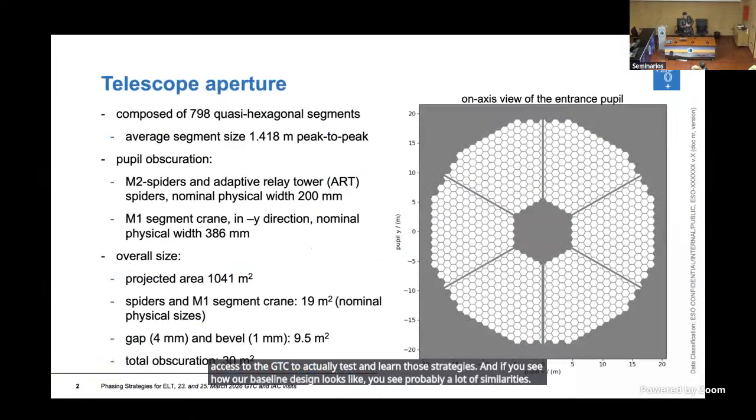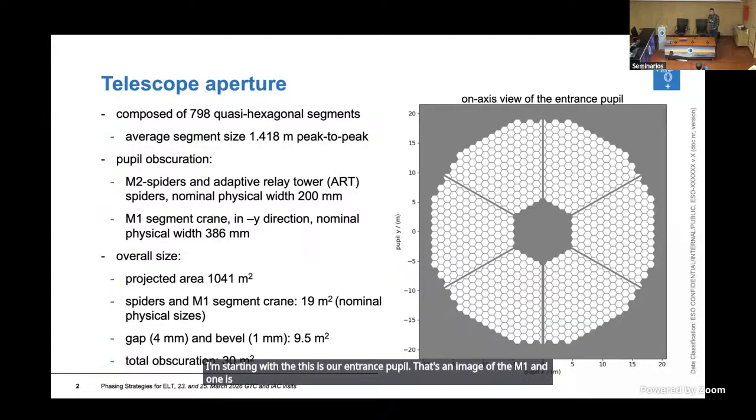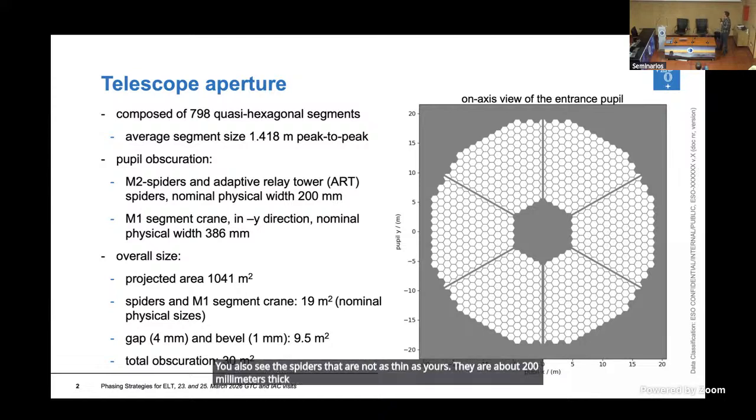I'm starting with this, our entrance pupil. That's an image of the M1. M1 is the aperture stop. There's no optical element for it, so it's indeed also the entrance pupil. We have a collecting area of about 1,000 square meters. You also see the spiders, which are not as thin as yours. They are about 200 millimeters thick. You see 6 identical ones.